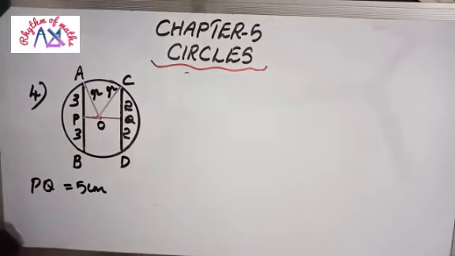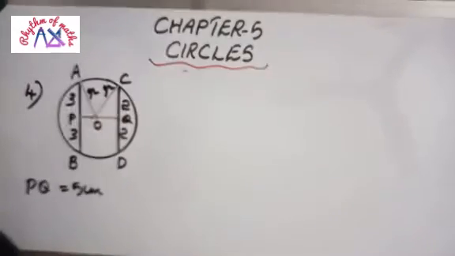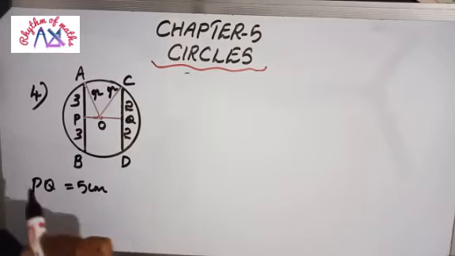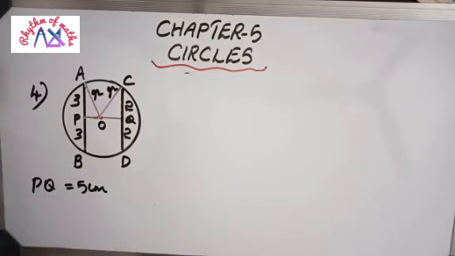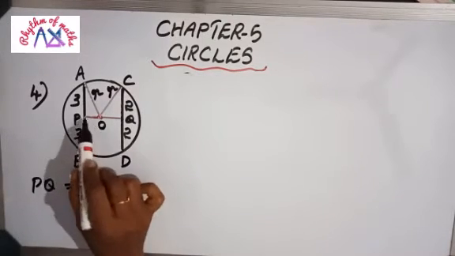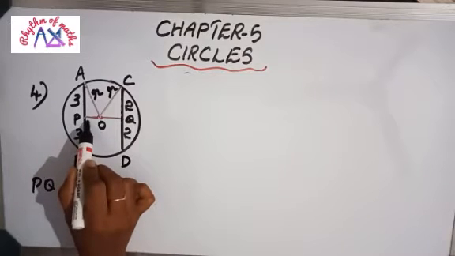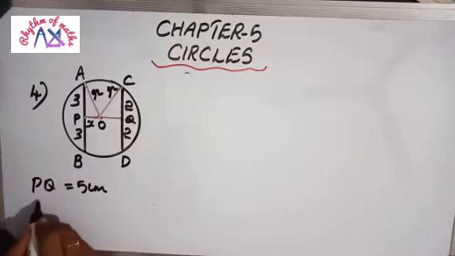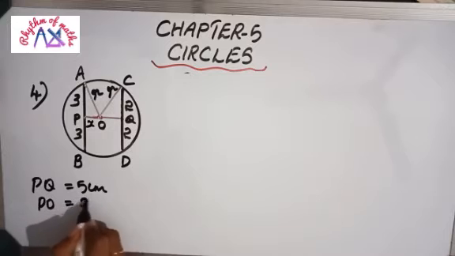R is the thing we need to find here. In order to apply Pythagoras theorem, we need at least two measurements. So here, let's consider PO as x. PO equal to x.